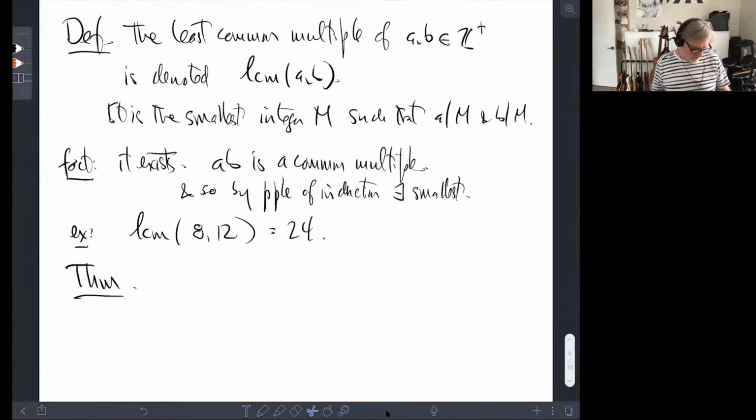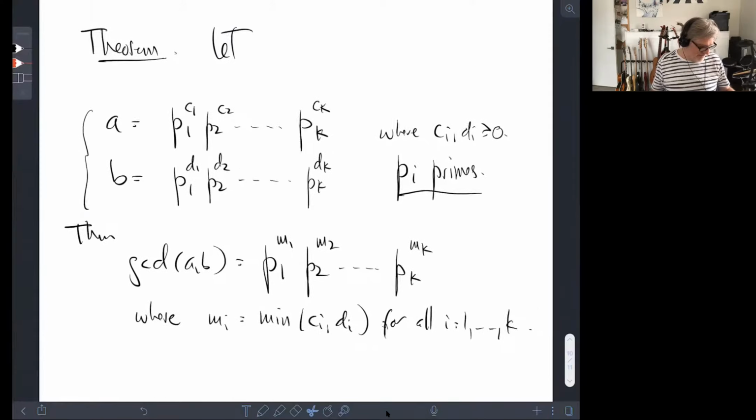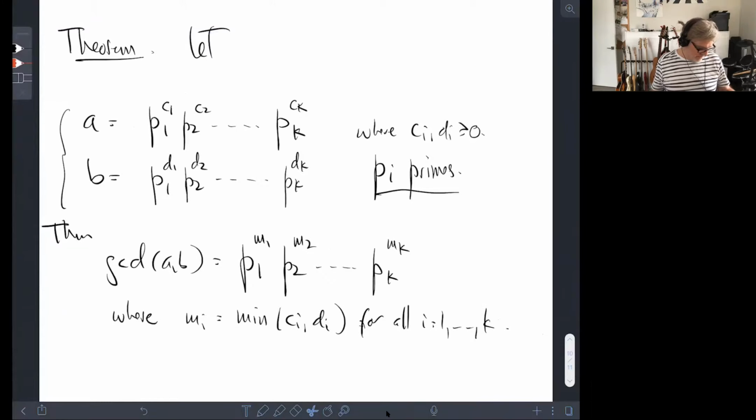I just can't do it on a blackboard. Let's do that. Okay, so I'm going to tweak this. Okay, so I want a formula to compute the LCM.